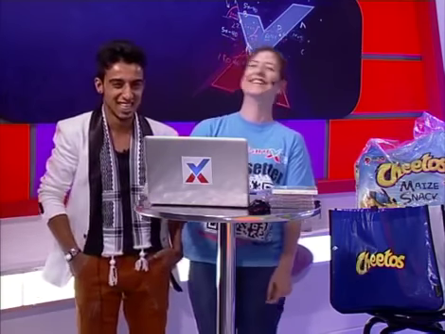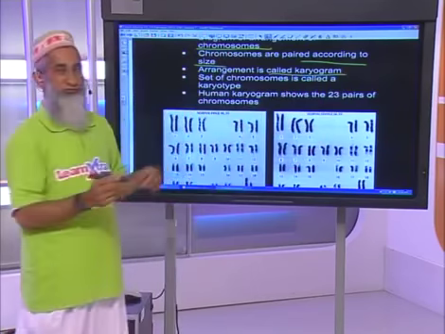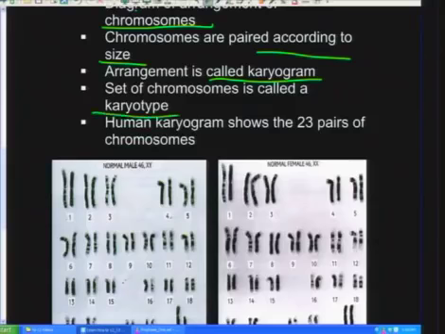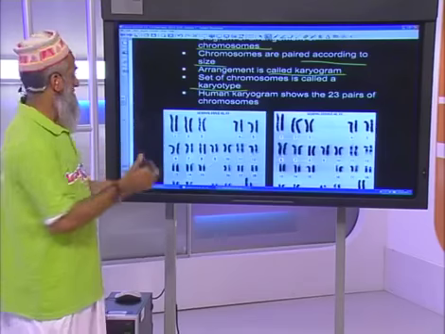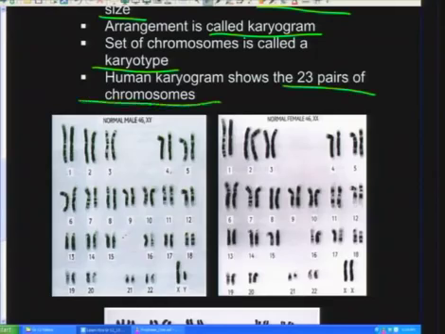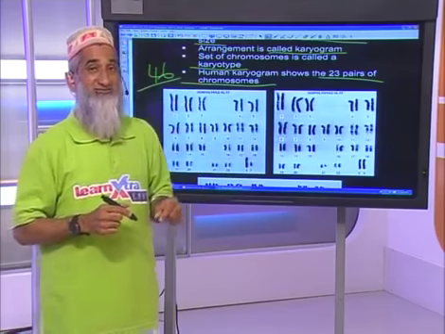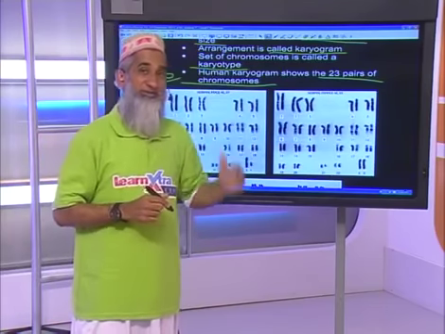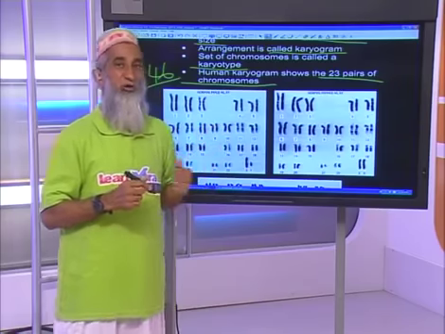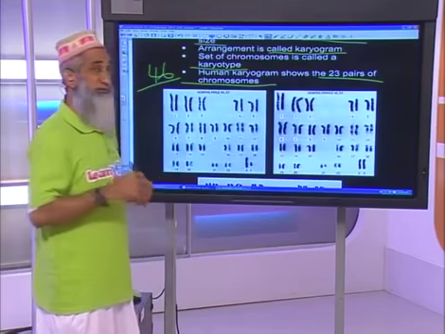Okay, so the arrangement is called a karyogram, and the set of chromosomes is called the karyotype. The human karyogram, we like to look at that one because it's about us. So the human karyogram shows the 23 pairs of chromosomes. Because we have 46, these 46 chromosomes we have are not just any 46 chromosomes, they are 23 pairs. One set of maternal origin we got from our mother, and the other we get from our father, maternal, paternal.